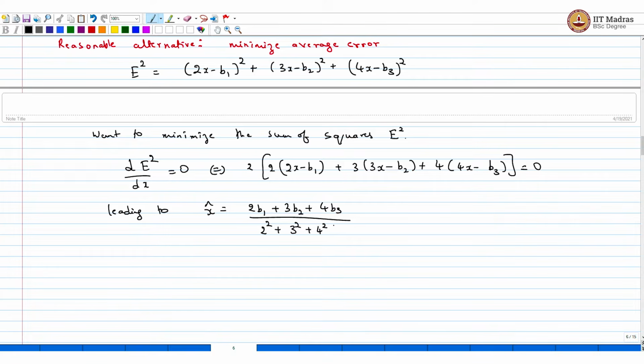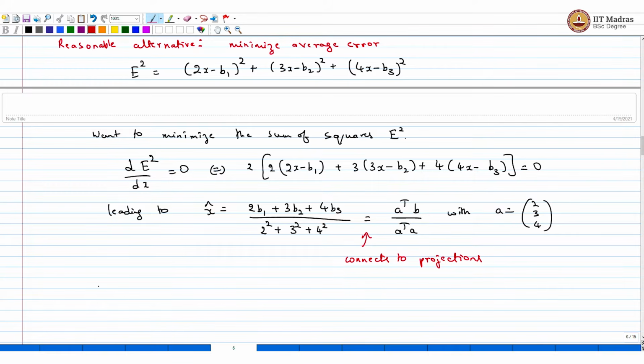Now, this is somewhat strikingly similar to A transpose b divided by A transpose A, with A equals (2, 3, 4). And this is where it connects to projections. So, pause and think about it. When we took the derivative, which is just employing calculus, and found the optimum, the optimal solution turned out to be the same as something that I would obtain through projection.